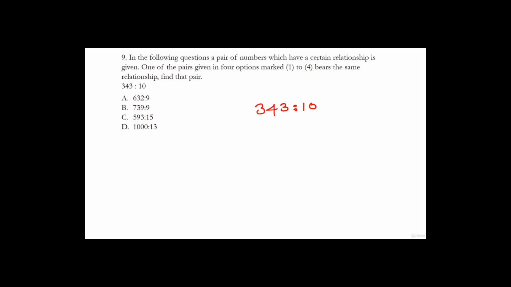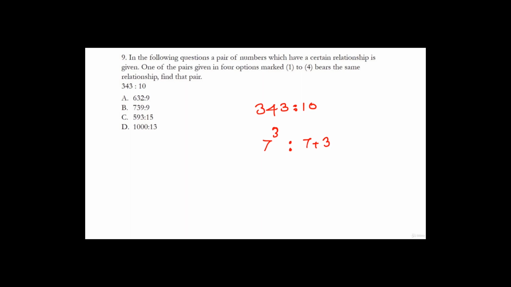Now, we know that the moment we see that 343, we should remember that it is 7 cube. And how is 10 related to 7? It is 7 plus 3. Now, let us see whether any option satisfies this. For that, the left hand side number should be a perfect cube. Except for 1000, no other values are perfect cubes in the options.